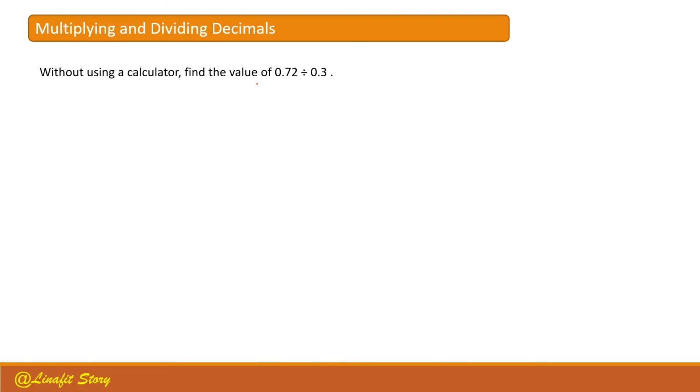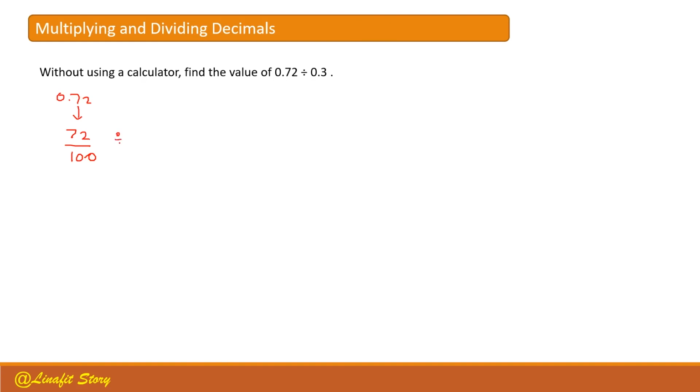Next, without using a calculator, find the value of 0.72 divided by 0.3. 0.72 means 72 out of 100. Why out of 100? Because there are 2 decimal places, 2 zeros.